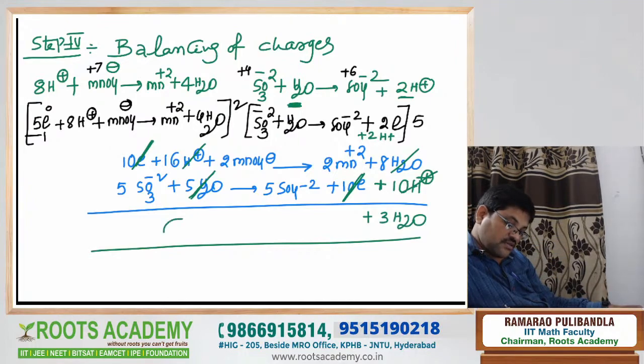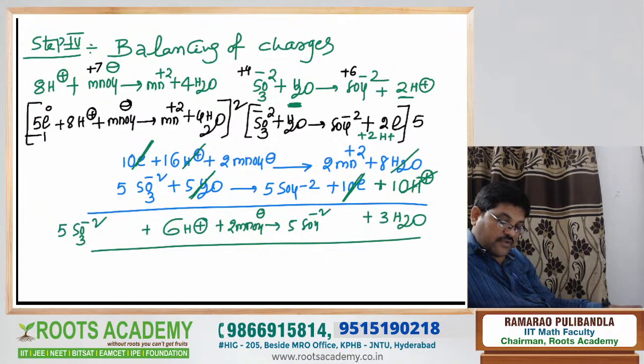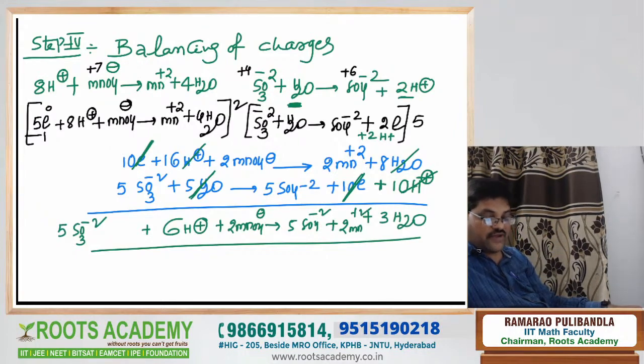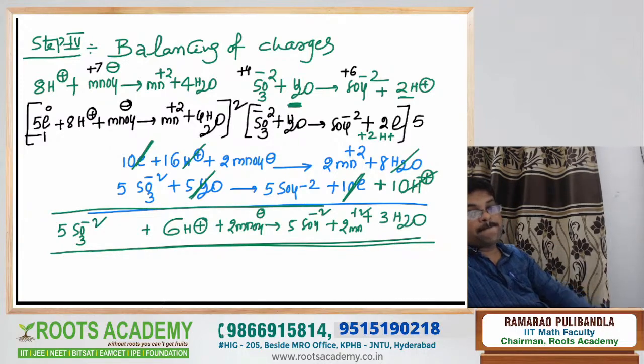Excess left is what? 6 H+ ions excess left. Now the remaining equation, as you write: 5 moles of SO3 2-, 6 moles of H+ ions, 2 moles of MnO4- gives rise to 5 moles of SO4 2- plus 2 moles of Mn2+. This is your final balanced redox reaction in acidic medium.